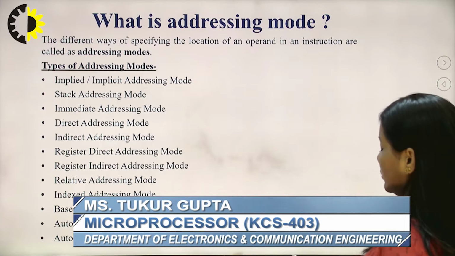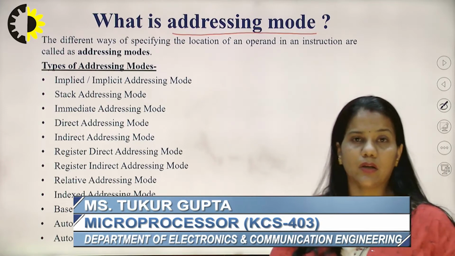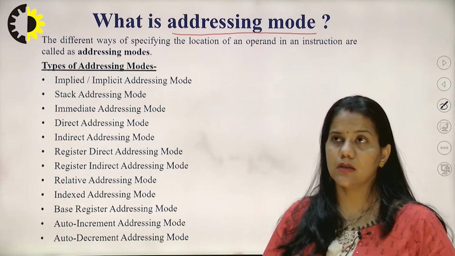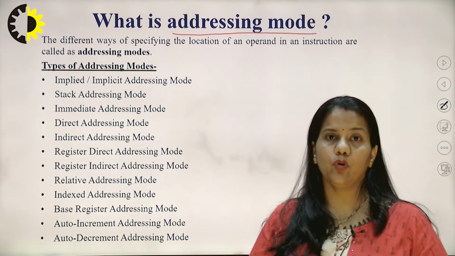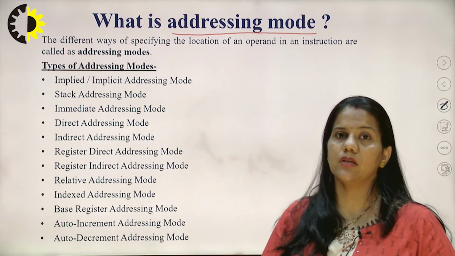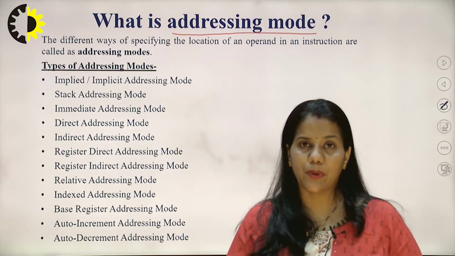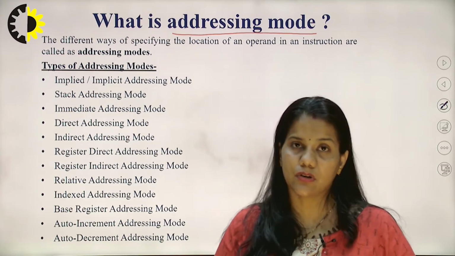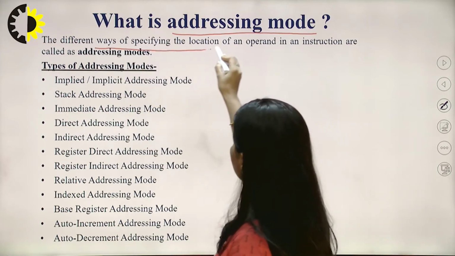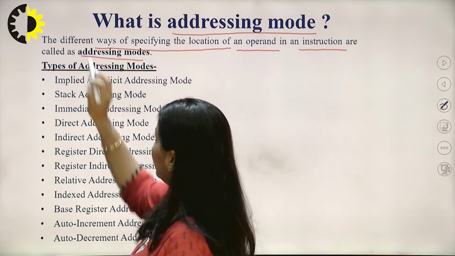What is addressing mode? This is a very common term being used in all the microprocessors and controllers. So what does this term mean? Addressing means that we are addressing something, and mode means the way of addressing. So the addressing that we are talking about in this topic is about the operands. How the data is presented through the operands in an instruction, that is known as the addressing mode. So the different ways of specifying the location of an operand in an instruction is termed as addressing mode.